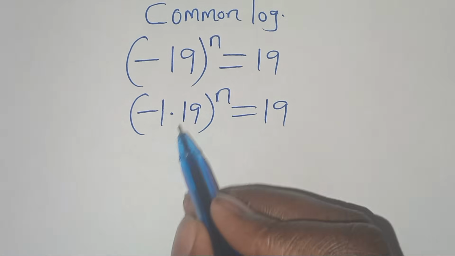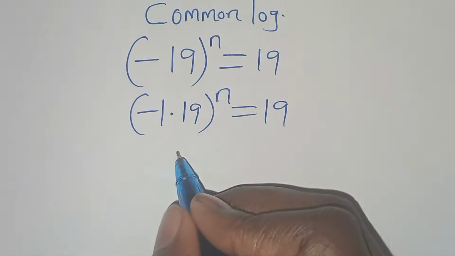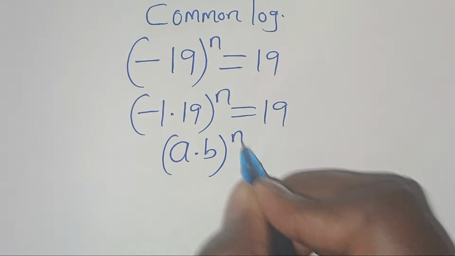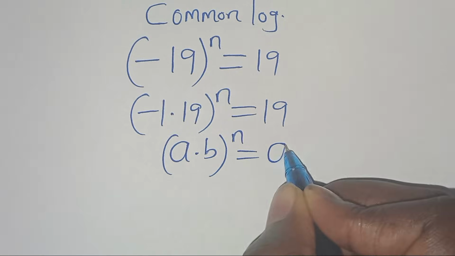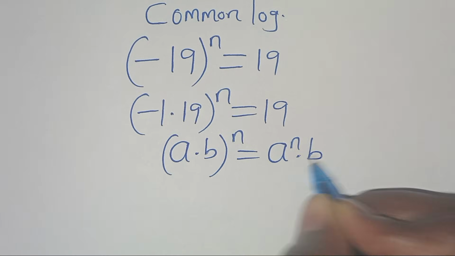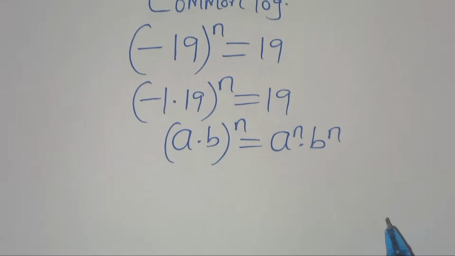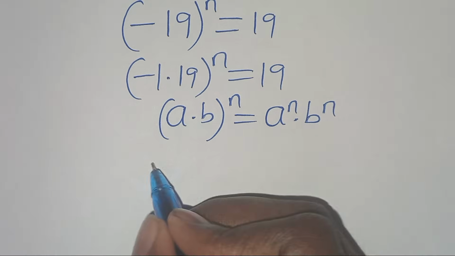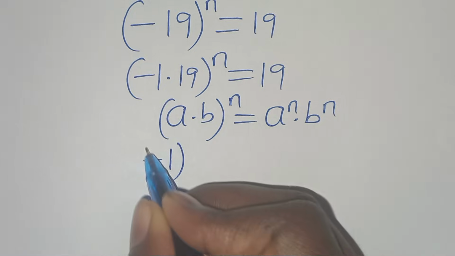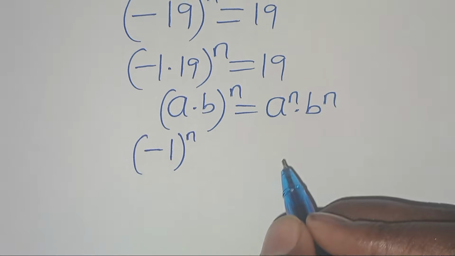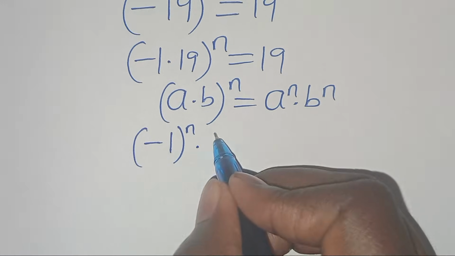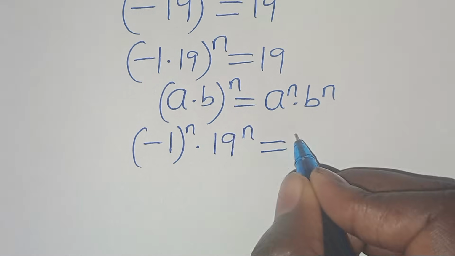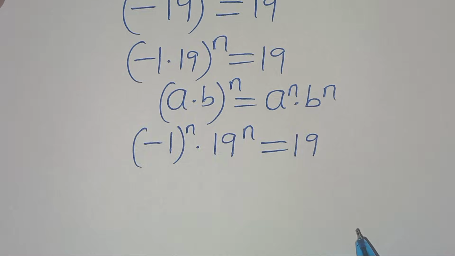Now minus 1 times 19 to the power of n, this is in the form of a times b to the power of n, which we can express as a to the power of n times b to the power of n. Applying this property, here we have minus 1 raised to the power of n times 19 to the power of n. This is equal to 19.